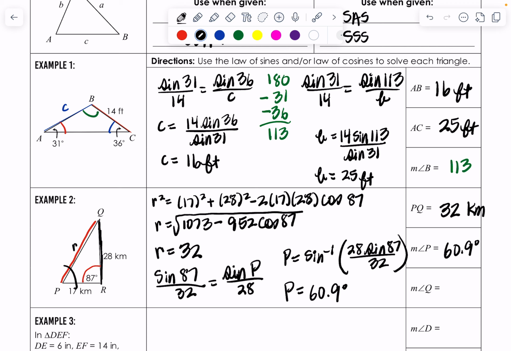Now to find the other one, just subtract from 180 the two angles that we have. That's pretty straightforward.